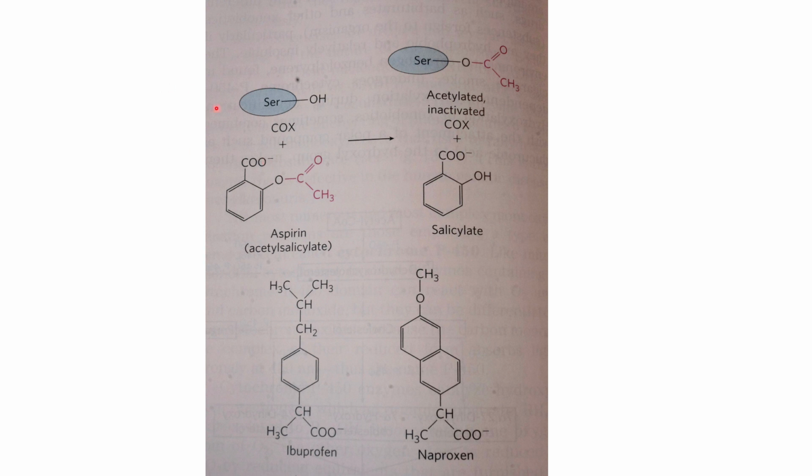So here's an example of COX, which is a prostaglandin H2 synthase. Serine, which has the hydroxyl moiety as part of the structure, and you get acetylated, inactivated prostaglandin H synthase. This is aspirin right here, and salicylate, ibuprofen, and naproxen.